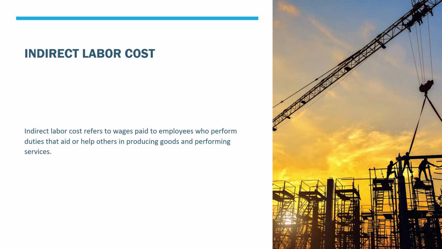Indirect labor cost refers to wages paid to employees who perform duties that aid or help others in producing goods and performing services. It is the cost of labor that is not directly linked to production. Examples may include wages paid to the supervisor or the quality control department employees. Again, indirect labor is part of the production overheads.